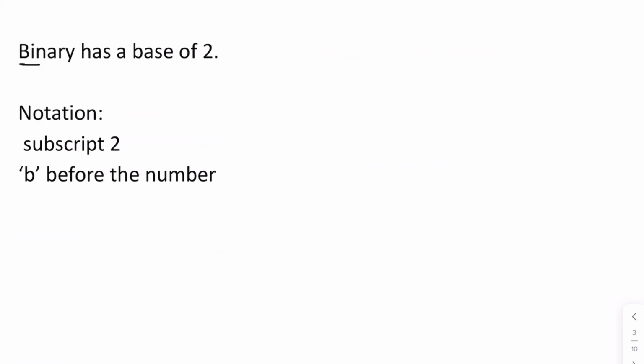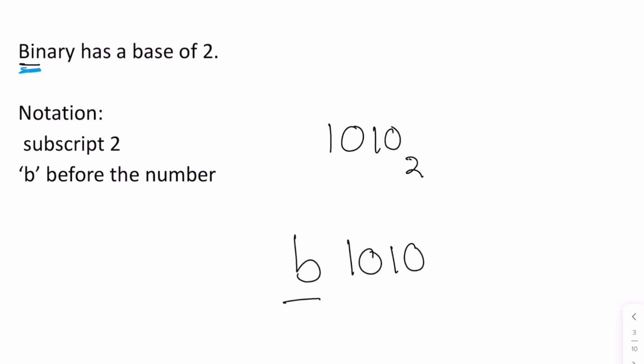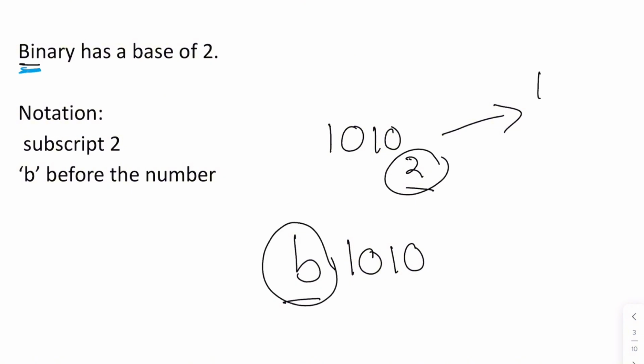Binary has a base of 2, as in bi, like bicycle or bipedal. The notation for this is either a subscript 2, for example if we have the number 1010 in binary, it would have a subscript of 2, or it could have a b before the number, so that could be b1010. The b and the 2 both mean that the number is binary, because if it wasn't notated as binary, you could also read it as one thousand ten. So just to avoid that mistake, make sure you add the b or the 2.